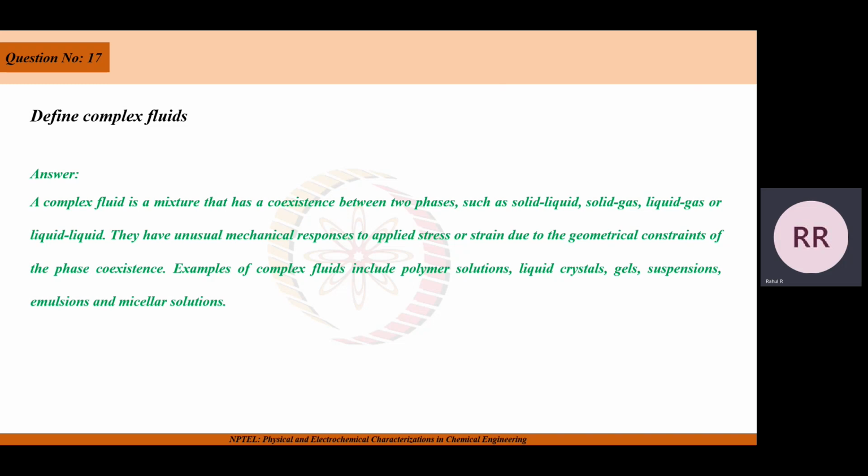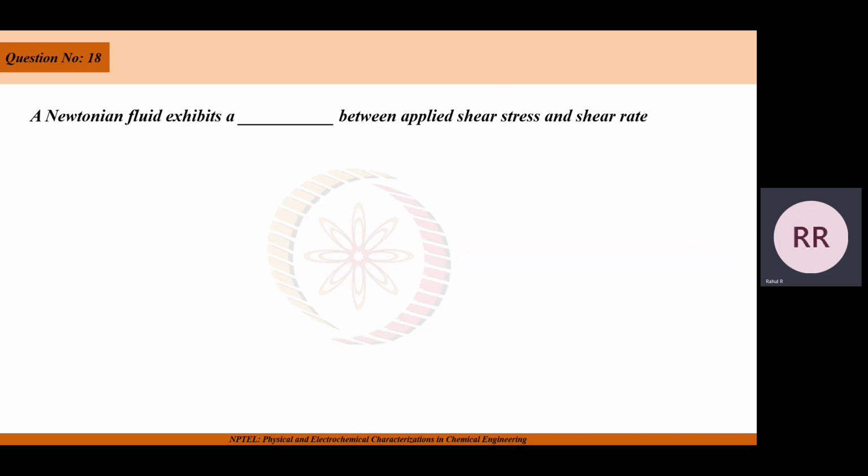Now let's move on to the next question. The question is: a Newtonian fluid exhibits dash between the applied shear stress and shear rate. I hope the question is clear to you. Think about this for a while, then I'll discuss the answer with you.